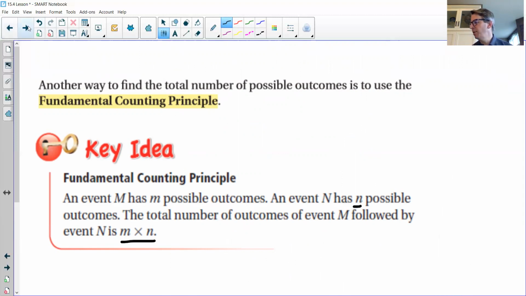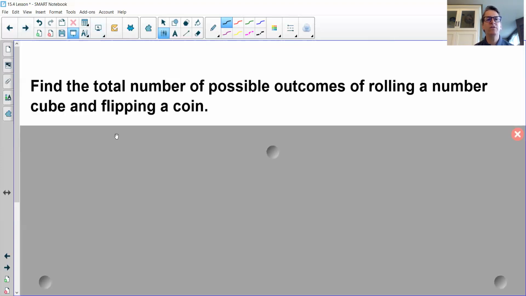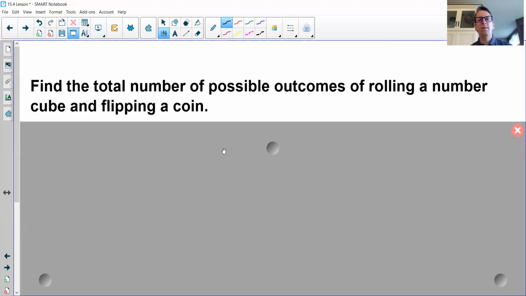Okay, so let's look at example 2, which is finding the total number of possible outcomes. Find the total number of possible outcomes of rolling a number cube and flipping a coin. So how many possible outcomes are there for the cube? You'd have 6. And flipping a coin, what's the total possible outcomes there? You'd have 2, a heads and a tail. Okay, so the book spells it out nicely here. Basically, it shows you both ways. They have a nice little chart, and then the second way is by using the fundamental counting principle. All right, so let's look at both.